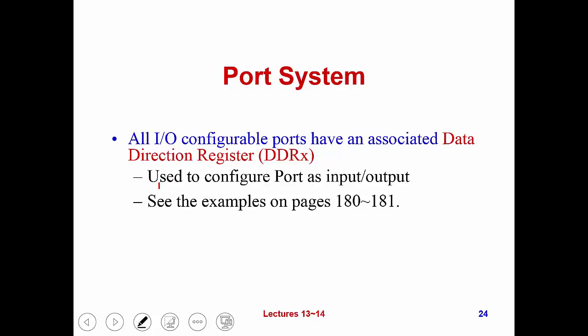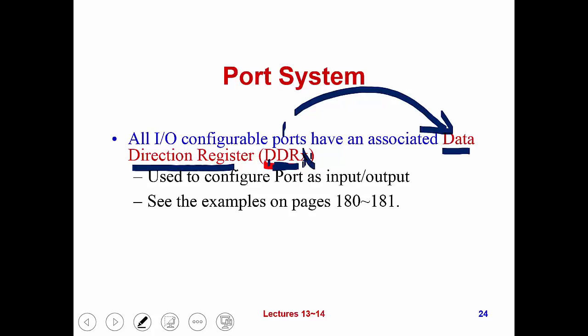So here I mentioned all the input-output configurable ports have an associated data direction register. We call it DDRX. Why do we call it DDRX? Because we have different ports, and all different ports have DDRs. Like for port T, we have DDRT. For port C, we have DDRC. That's why we use X here. So they are mainly used to configure the port as input or output.